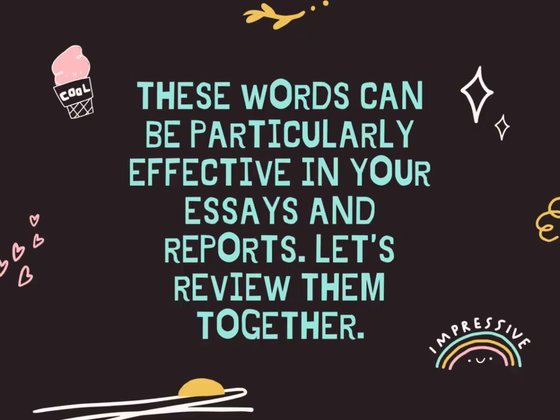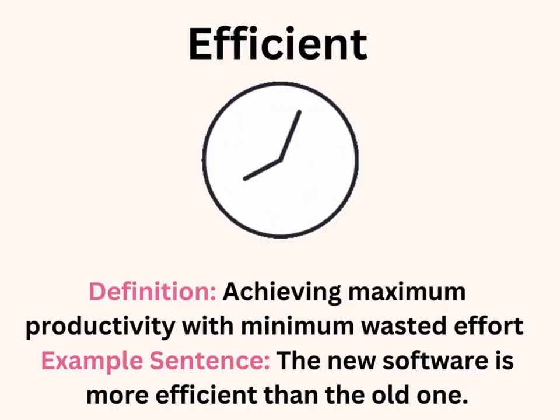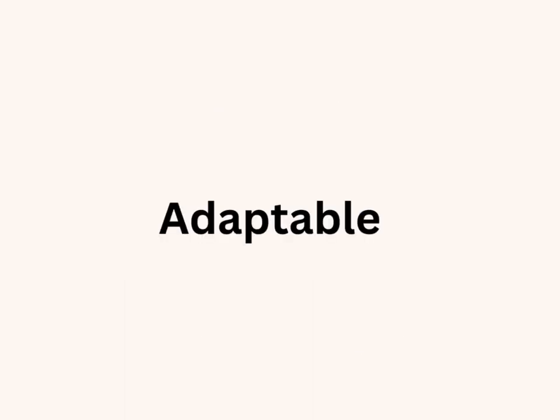Now, let's test your knowledge with a quick vocabulary quiz. I'll give you a word, and you'll have a few seconds to recall the meaning. Word: efficient. Definition: achieving maximum productivity with minimum wasted effort or expense. Example sentence: the new software is more efficient than the old one.